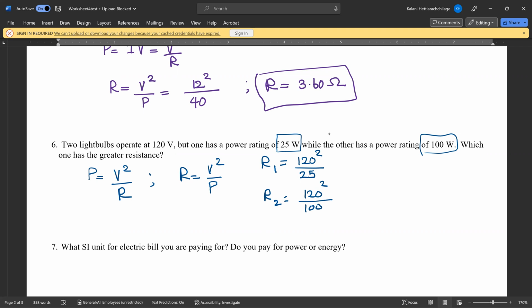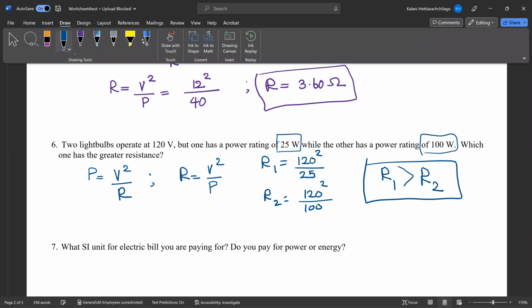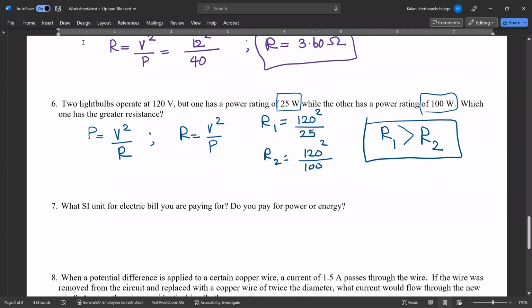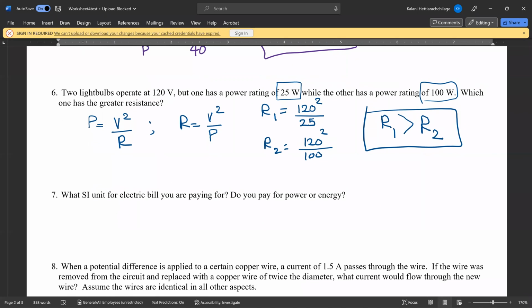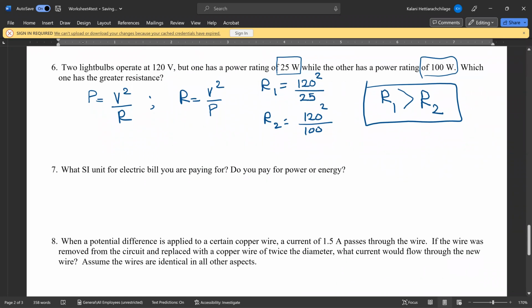So now, which one has greater resistance? It did not ask you to calculate the ratio or anything. You know that whichever one has the lower denominator has the greater resistance. Because of that, R1 is greater than R2. Okay, that's it for that. If I did not ask about the ratio, you don't need to find the ratio. But if I ask you the ratio, make sure that you find it. Or if I ask you to compare it, find it. But here I am asking which one has greater resistance, so you just need to say which one is greater.